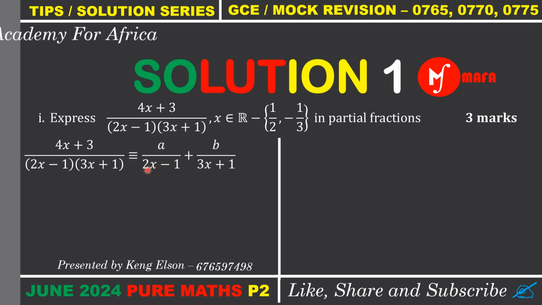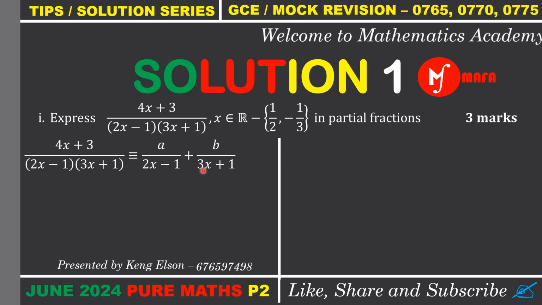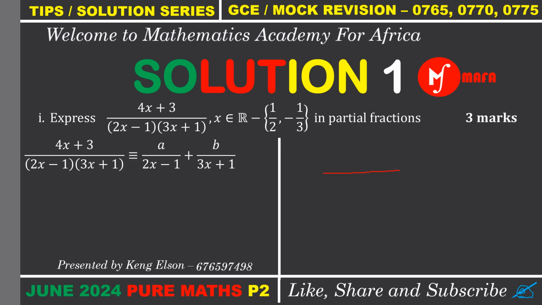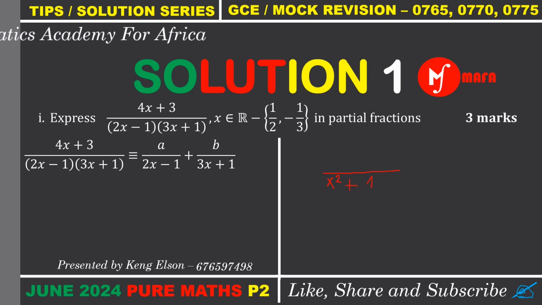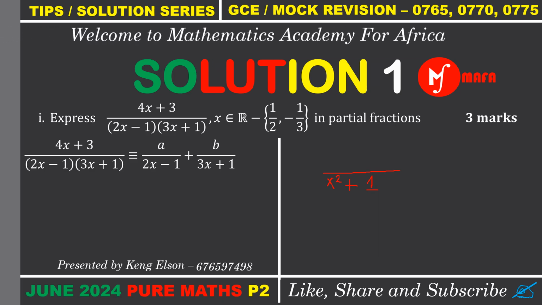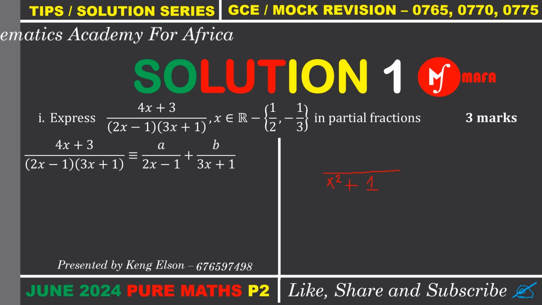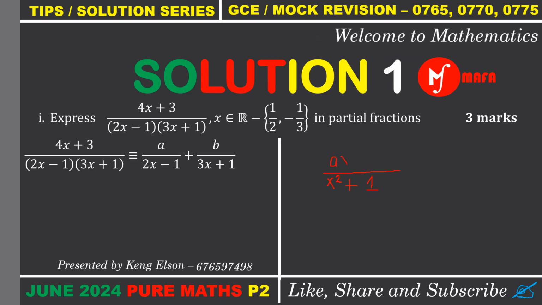Okay, so since we have 2x minus 1 which is linear, the numerator must be a constant. 3x plus 1 is linear, numerator must be constant. Now, in the case where the denominator was a quadratic that was irreducible, maybe something like x squared plus 1. x squared plus 1 is an irreducible quadratic. There are no values of x that when you square and add 1 to it, the result will be 0, so it is irreducible. Basically, x is a real number in this case, so the numerator is not going to be a constant, but it's going to be linear, so we are going to say ax plus b.